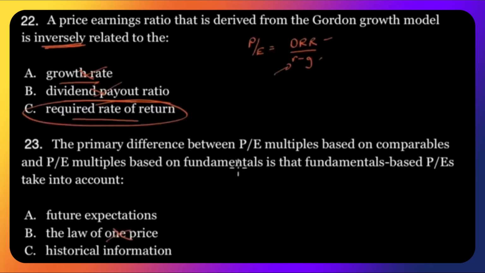This is saying that it is based on fundamentals. We're looking for a justified PE. And what is our justified PE? Our justified PE is the dividend payout ratio divided by the required rate of return minus the growth rate. So would we be looking at future expectations or historical information? Well, we're including a growth rate into it. So if we have a growth rate in, the growth rate is pretty much for the future, right? So for 22, it's future expectations. Now, I will say that's kind of a tricky one.